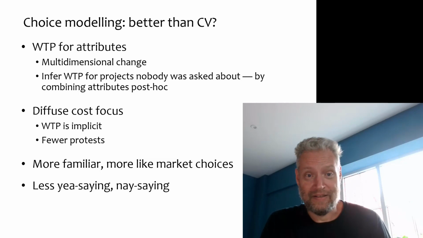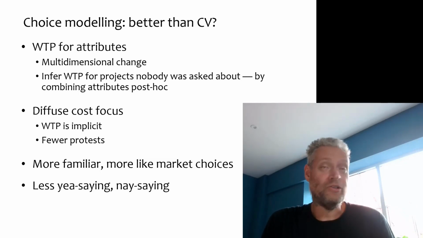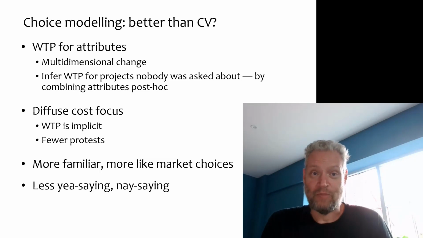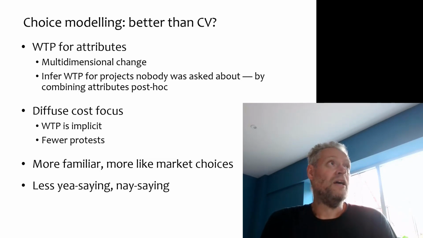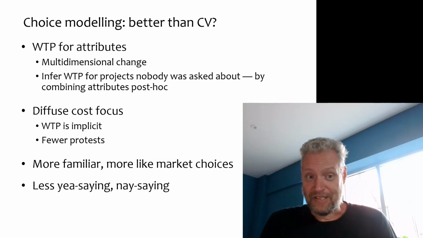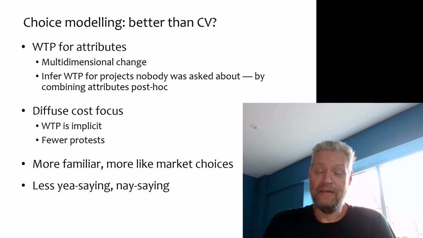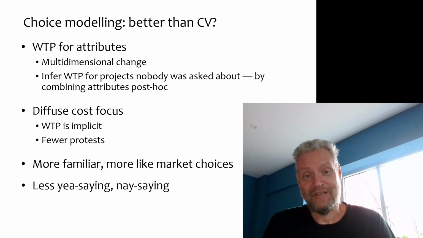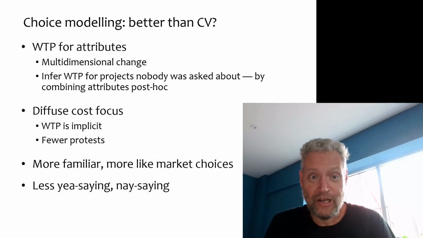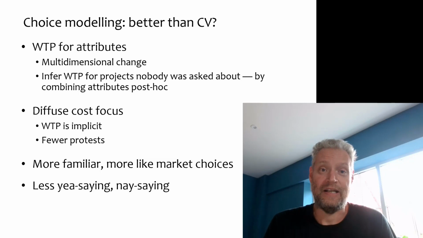Is this better? A good thing about choice modeling is that you're talking about bundles of attributes, so it's multidimensional change. You do not reduce things to a single dimension. That allows you, with clever statistics, to infer the willingness to pay, also for options that you did not ask about, because essentially you can recombine the attributes and the level of the attributes to see what people would have responded had they been shown yet another alternative.